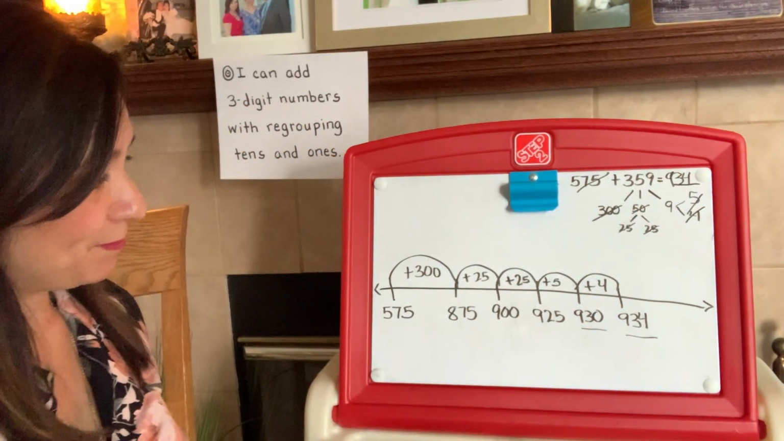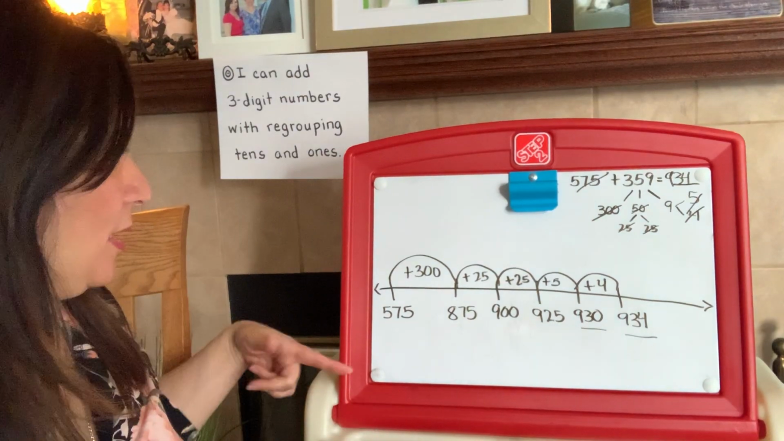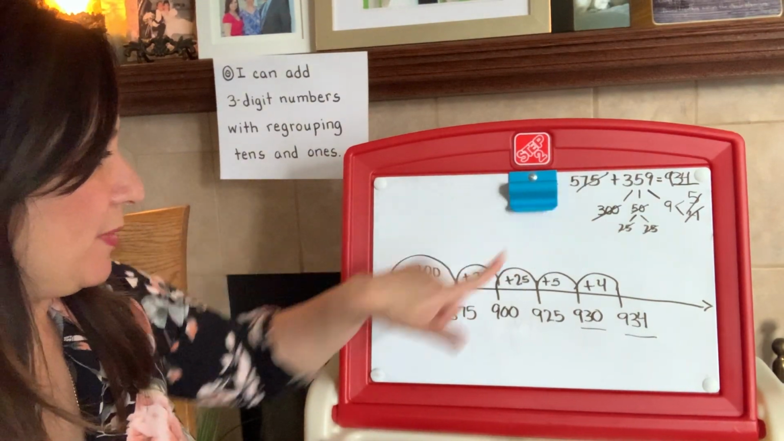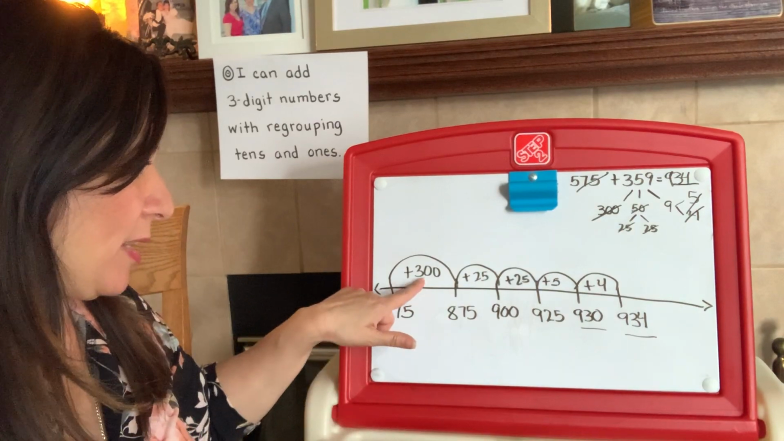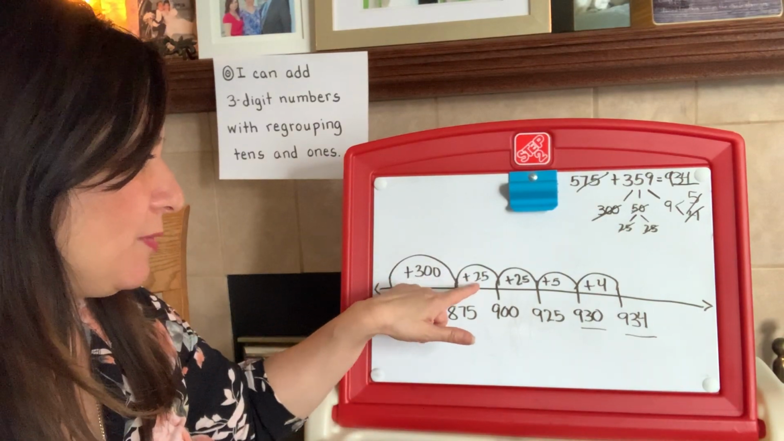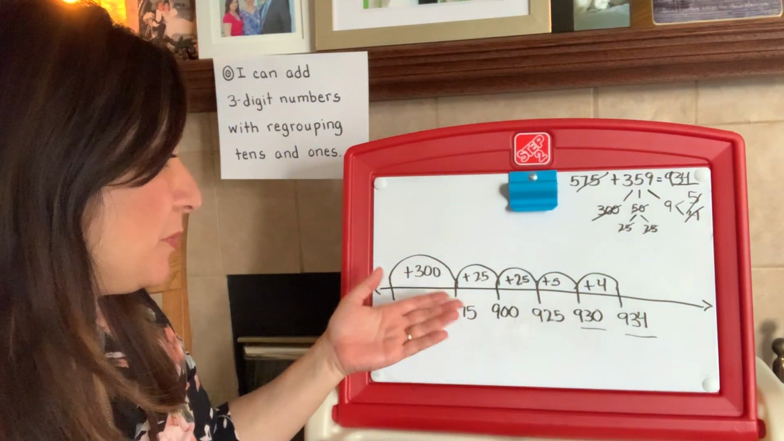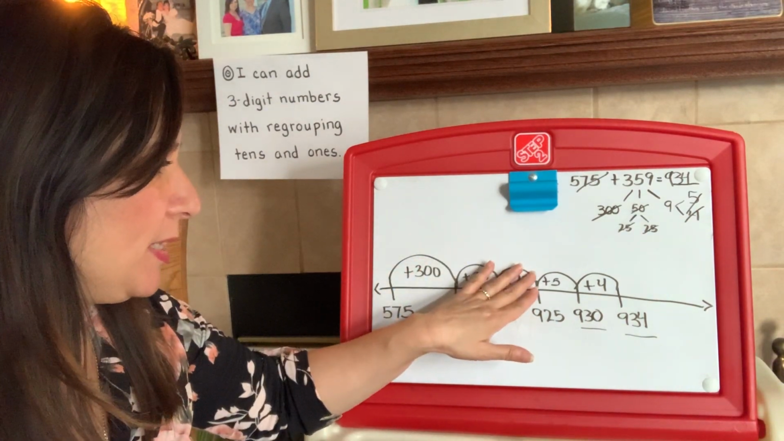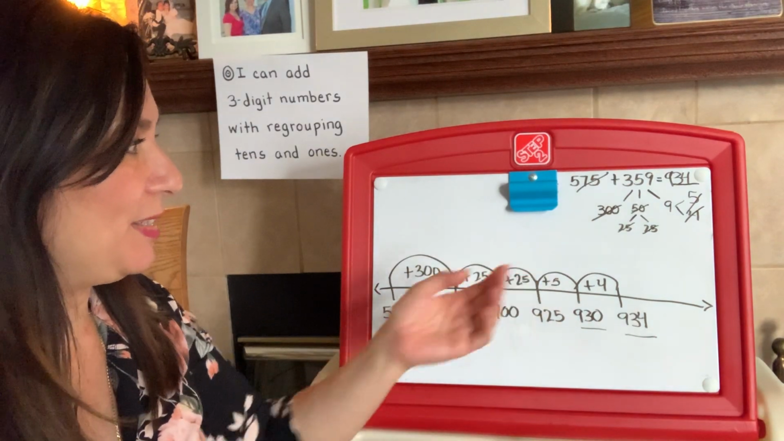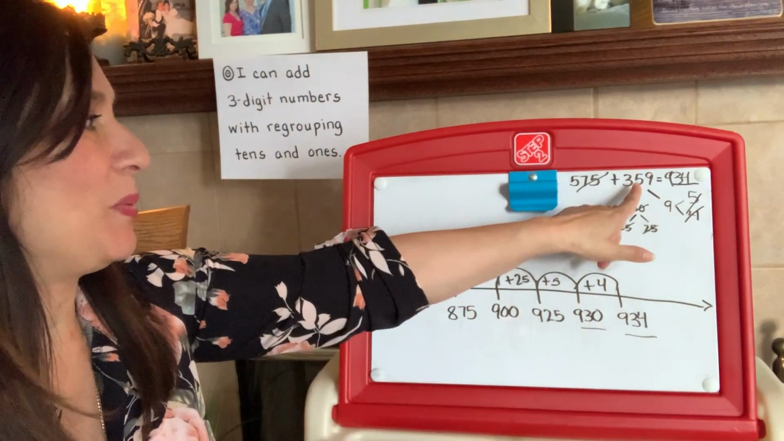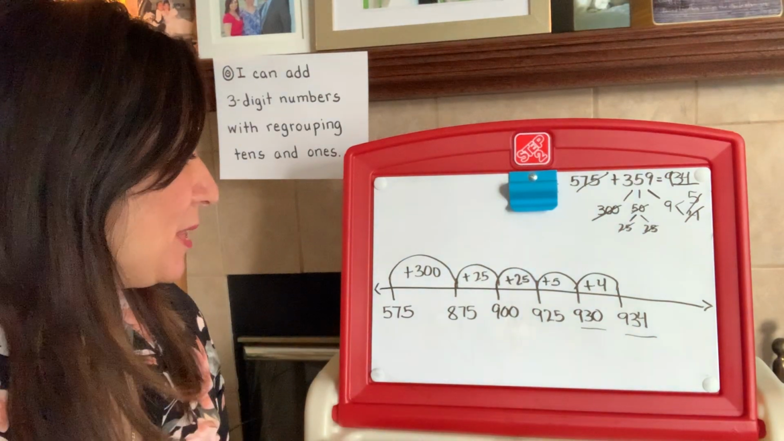934. Let's double check our work. We started at 575. We needed to jump 359. Well, let's check. I jumped 300. Then I have 25 plus 25, which equals 50. So that's 350. 5 plus 4 equals 9. That's 359. So we've jumped 359.